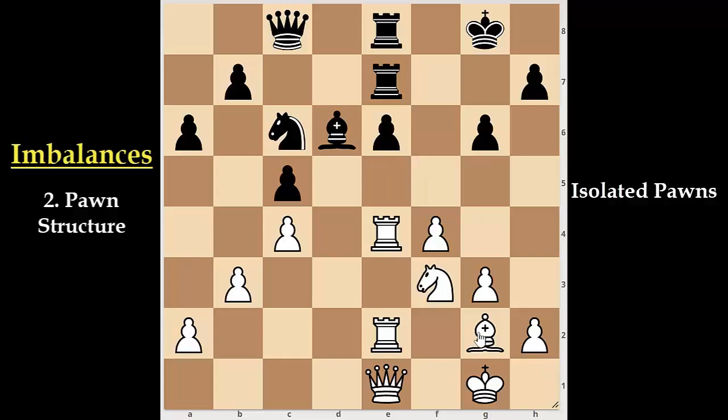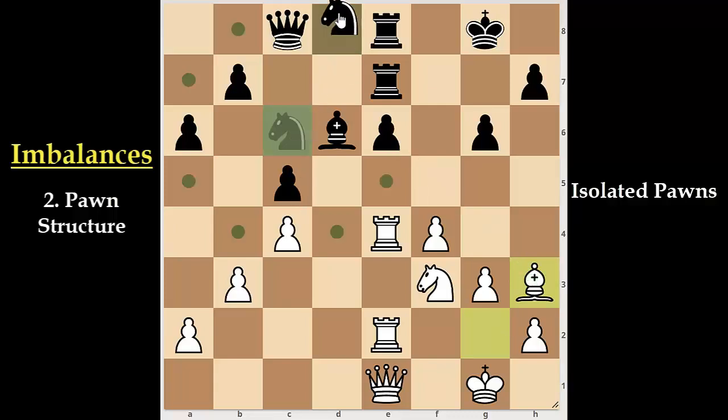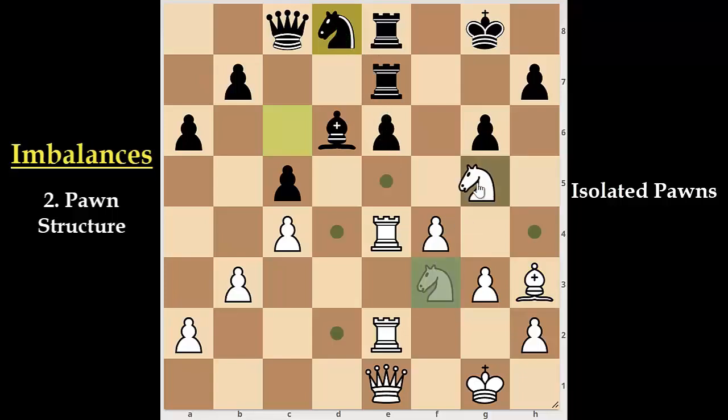But now white will move the bishop to h3, attacking the pawn a 4th time. Black will probably respond with knight to d8, defending the pawn a 4th time. And now knight to g5, attacking the pawn a 5th time.